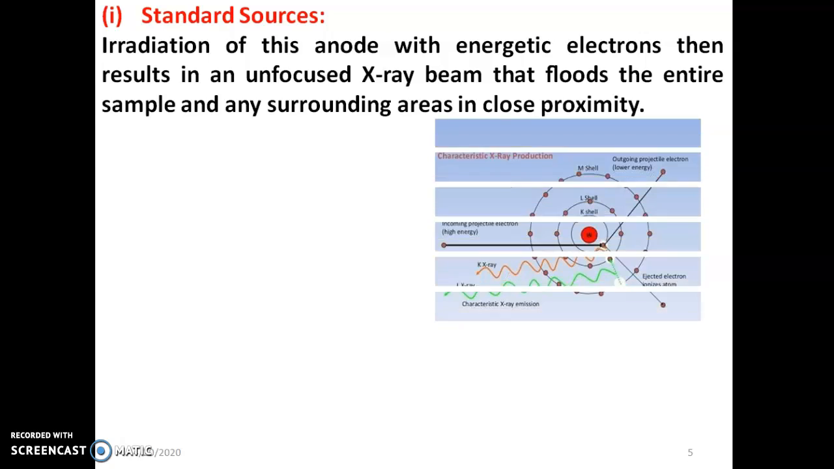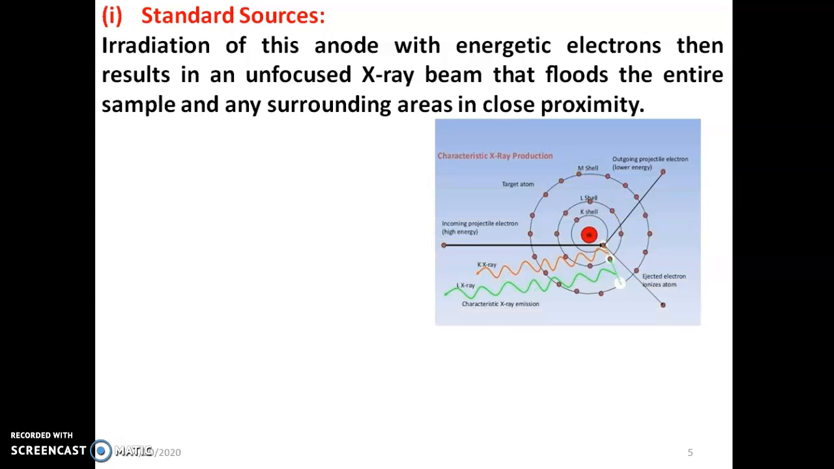The standard sources, as we know: when we irradiate any metal surface with high energetic electrons, the result is X-rays that flood the entire sample and any surrounding area in close proximity. Now, in this process there are actually two types of X-ray generated, continuous X-ray and characteristic X-ray. But for XPS, we are interested in characteristic X-rays because these are discrete with respect to their wavelength and energy. So the continuous X-ray part is suppressed and only characteristic X-rays are used.